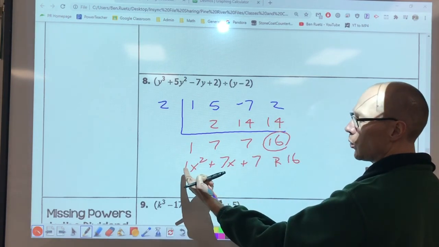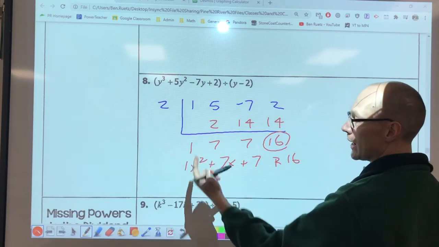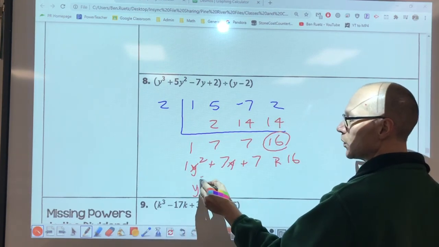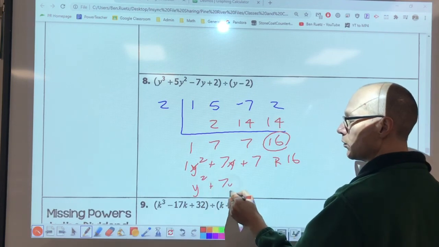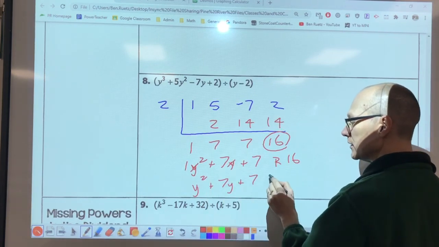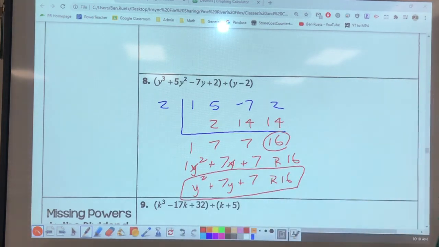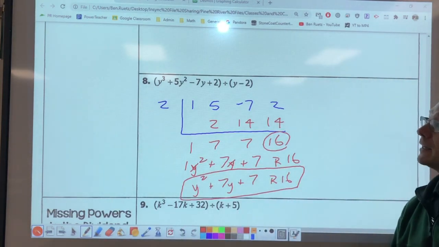I don't need the 1, and I guess these are y's, aren't they? So sorry about that. So really my answer is going to be y squared plus 7y plus 7 with a remainder of 16. Woohoo! Wow, that is pretty slick.